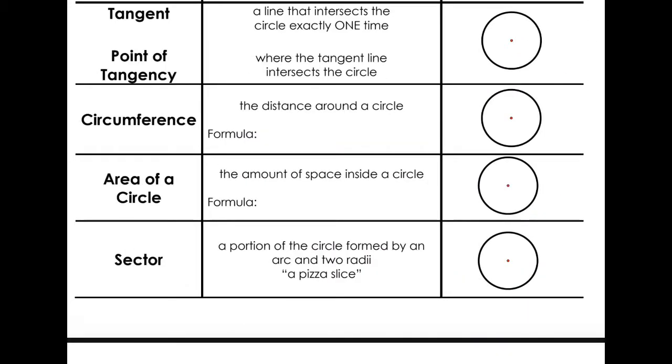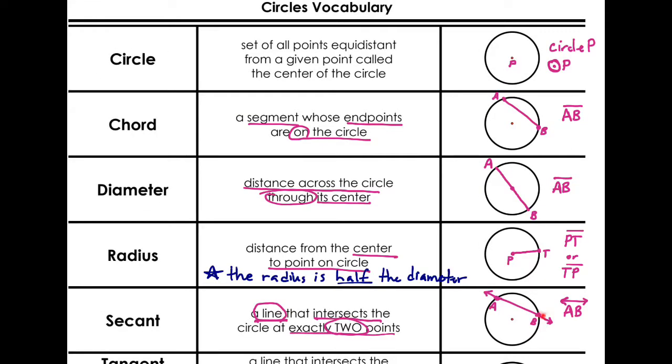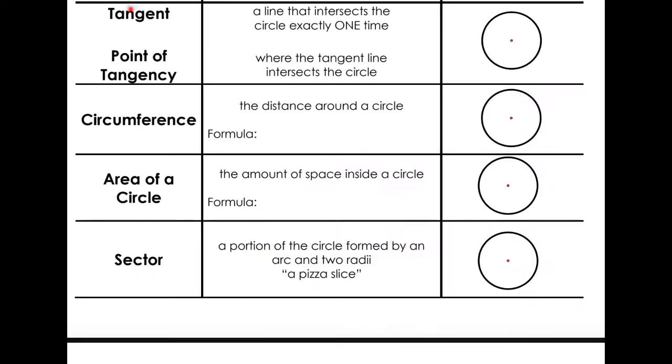Now the difference between a secant, which intersects in 2 places, and a tangent is that a tangent intersects in exactly 1 place.